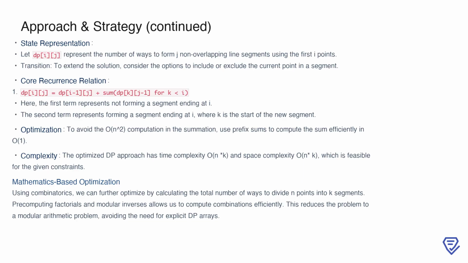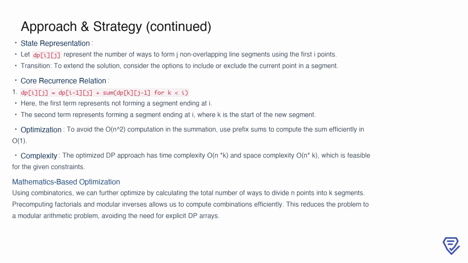The first term accounts for not using the current point to form a new segment, while the second term considers forming a new segment ending at point i, with k representing the starting point of this segment. To optimize the summation term, which would otherwise require O(n²) computations, we use prefix sums. This allows us to compute the sum in constant time, bringing the overall time complexity to O(n*k). Additionally, the space complexity is also O(n*k), making this approach practical for the problem constraints.